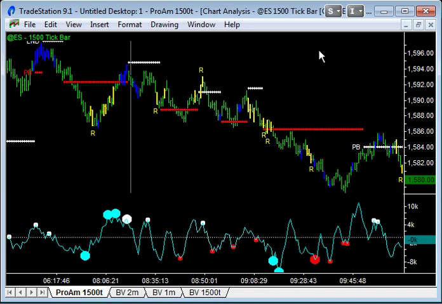So Better Volume, just a little bit of history, was the first piece of open code I put on the site. It's almost 5 years ago, something like that. And back in the day, I loved it. The difference between Better Pro-Am and Better Volume is this. Better Volume looks at the volume and the range of the bar, and looks at effectively the speed, the ease at which volume can churn through price.